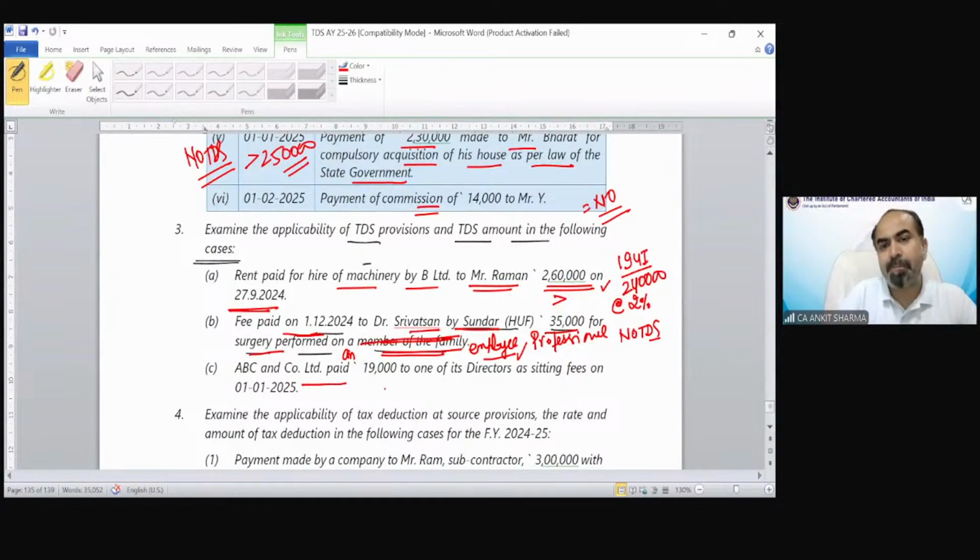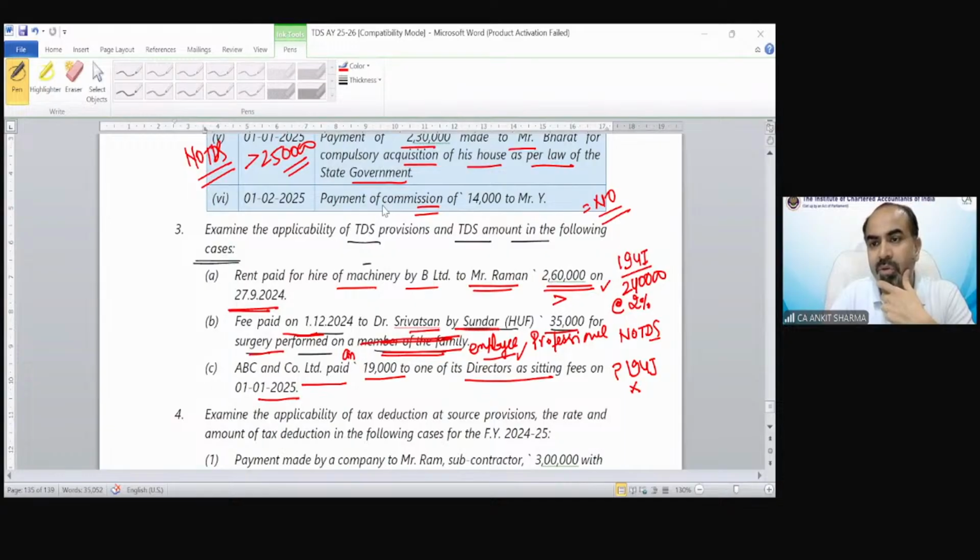ABC Company Limited paid 19,000 to one of its directors as sitting fees on 1st January 2020. Sitting fees. So do we need to charge TDS under section 194J or not? Somebody wants to ask something. Who is that? Harshada wants to ask something. Just a second. Let me take queries. Then we will unmute Harshada.